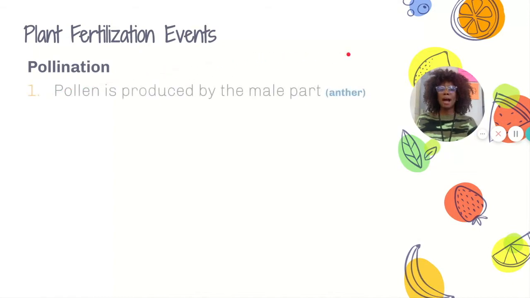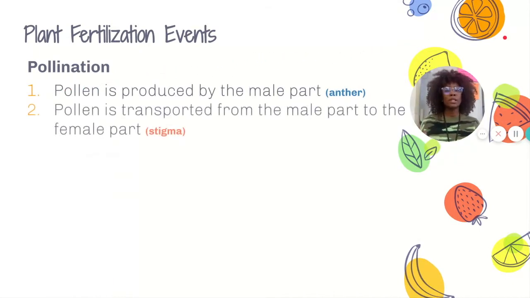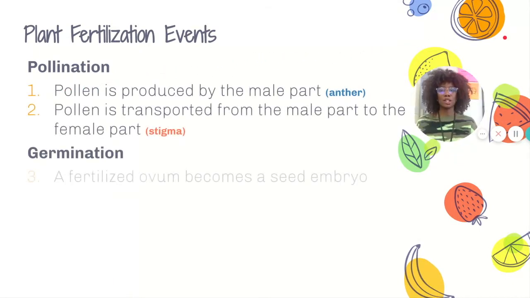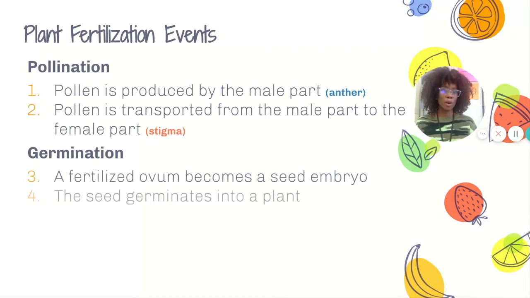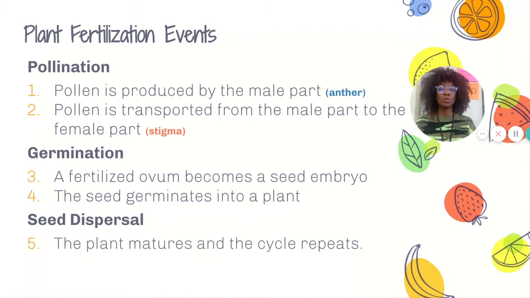Okay, so let's just recap. I think I might have gone through that a little bit quickly, so let's just recap. So pollination is when pollen is produced by the male part, the anther. Then pollen is transferred from the male part to the female part, the stigma. Then the fertilized ovum becomes a seed embryo. The seed germinates into a plant. Then the plant matures and that cycle repeats. Okay.